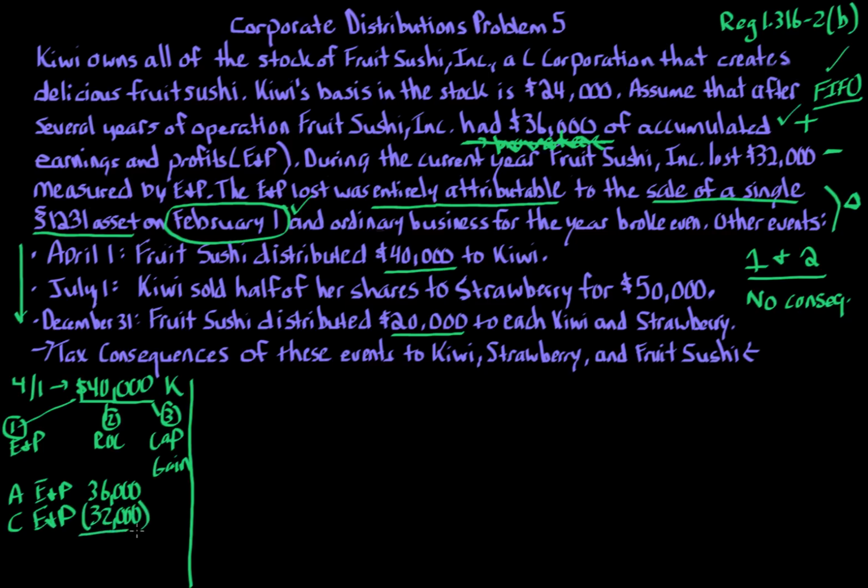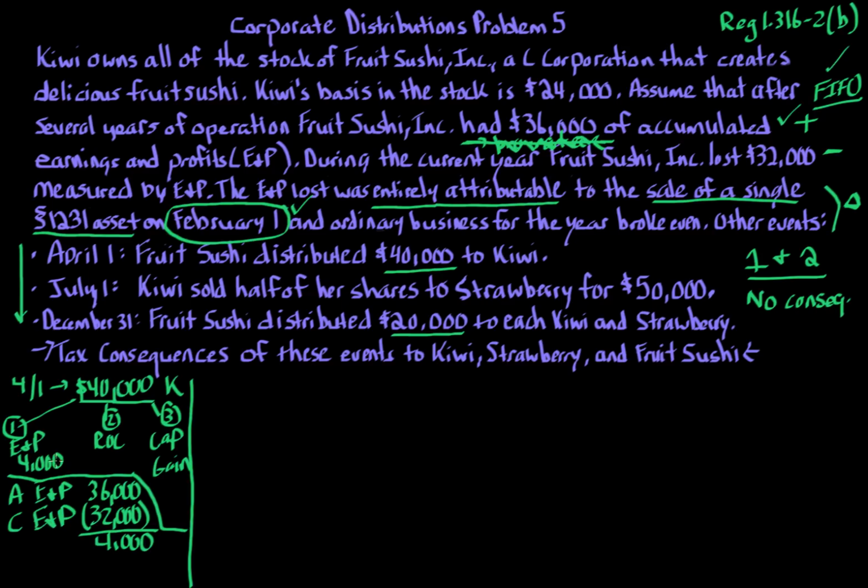So that gives us positive 4,000 EMP, and that's all we can use. We can only use positive 4,000. So EMP is positive 4,000. That means that, again, because these three numbers need to equal 40,000, we have 4,000 here. So next we go to return of capital.